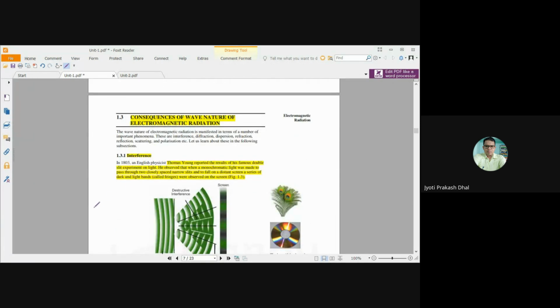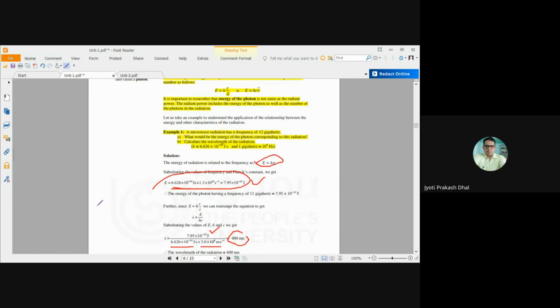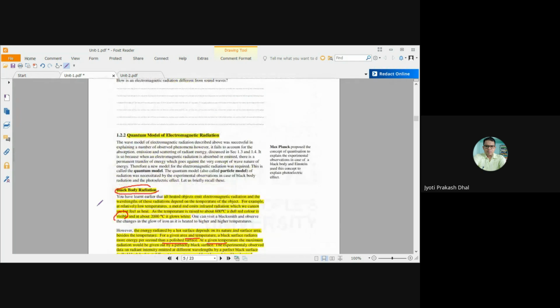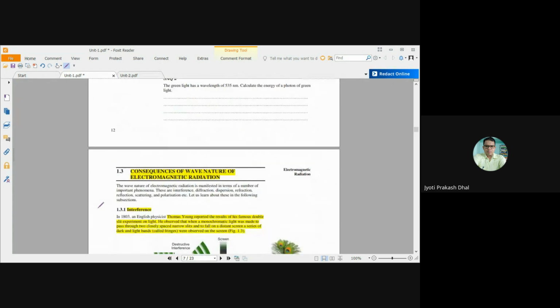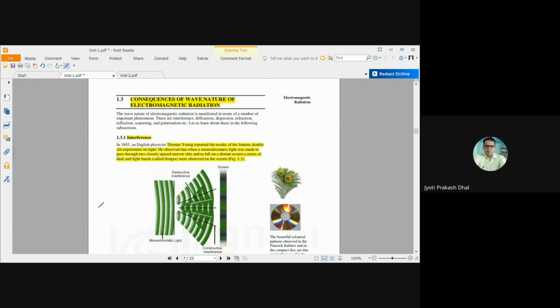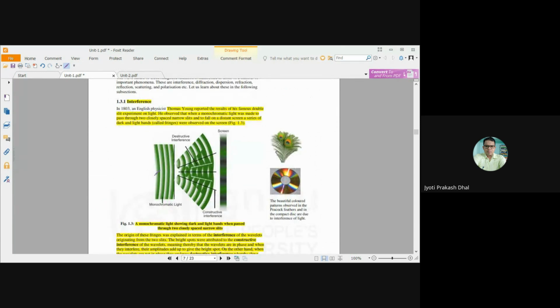Now coming to the consequences of the wave nature of the electromagnetic radiation. So here we have discussed the wave nature of the electromagnetic radiation, and both the classical model and the quantum model of the electromagnetic radiation. And after that we will discuss the consequences, that means the results of electromagnetic radiation. The first one is interference.